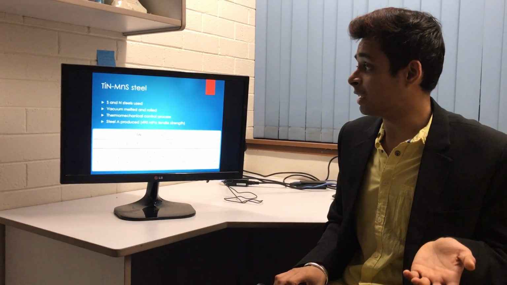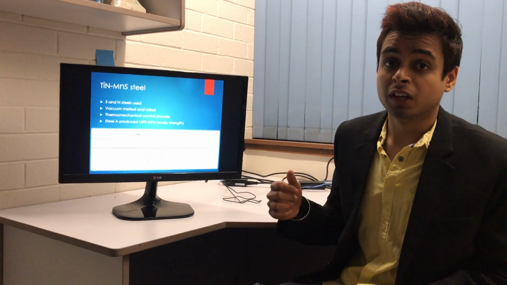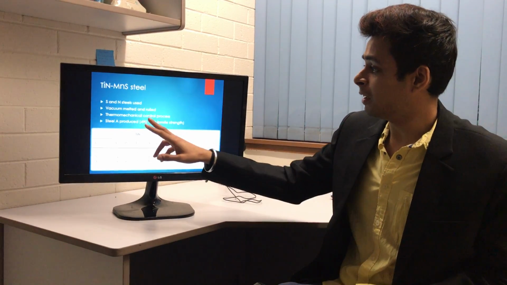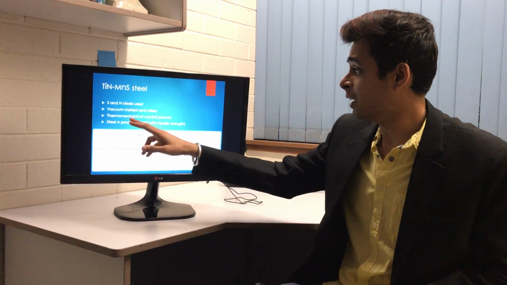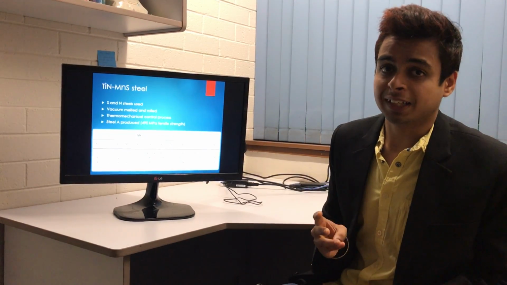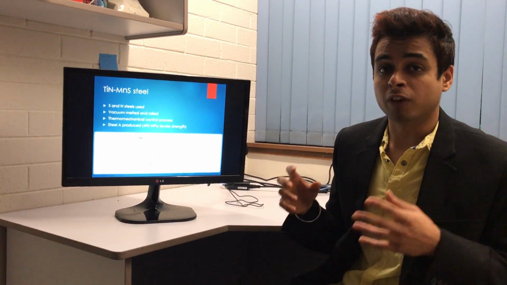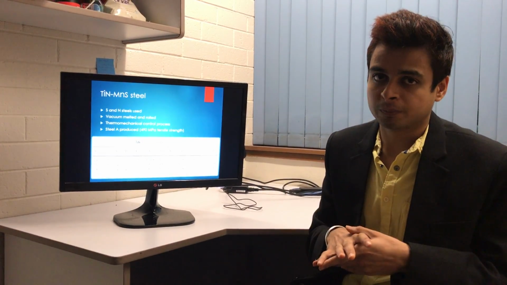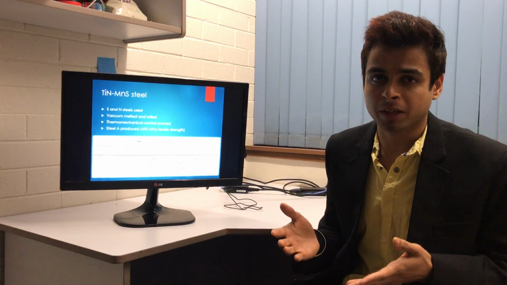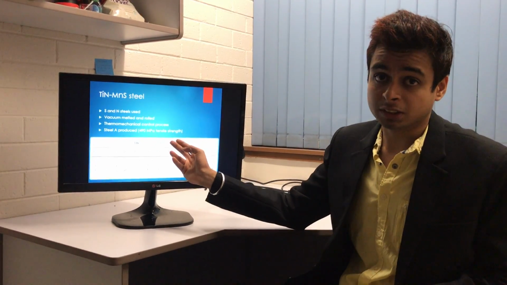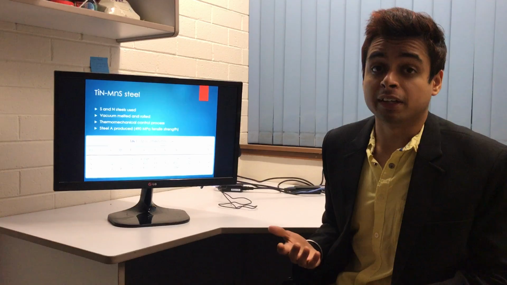So a research that I studied was about the addition of TiN-MnS to steel, that is, two steels, sorry, there are two types of steel, S and N. The composition is given in the table. These two steels were vacuum melted and rolled together into thick plates of 50 mm. The new steel that was formed due to the thermomechanical control process had a tensile strength of 490 megapascal.